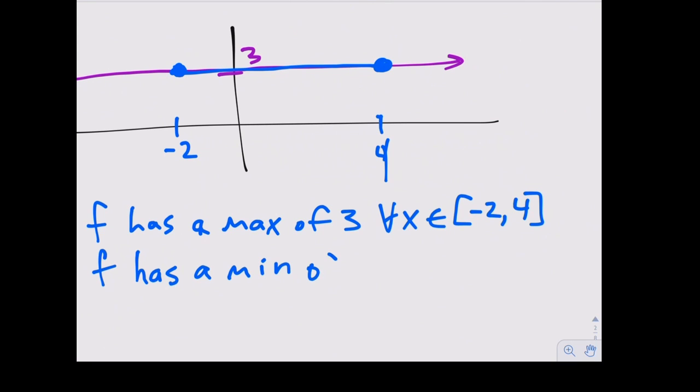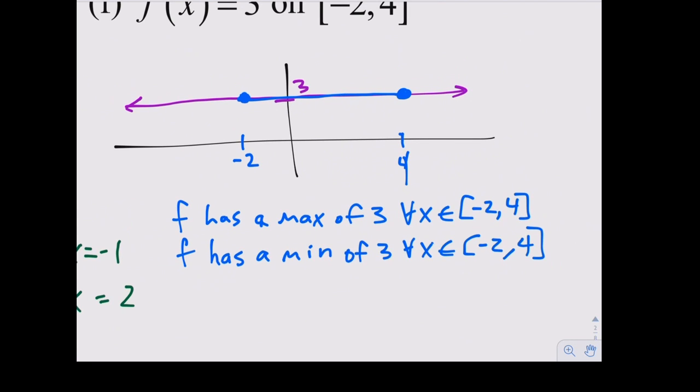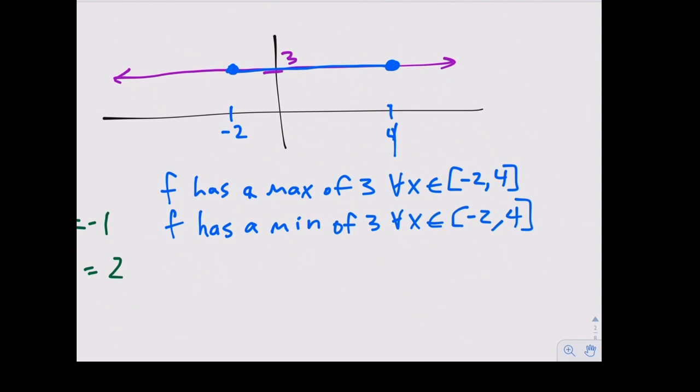F also has a minimum of 3 for all x on the closed interval from -2 to 4, because by definition, there are no y values less than 3 on that interval. So the definition with the equal sign there is pretty important. Okay?